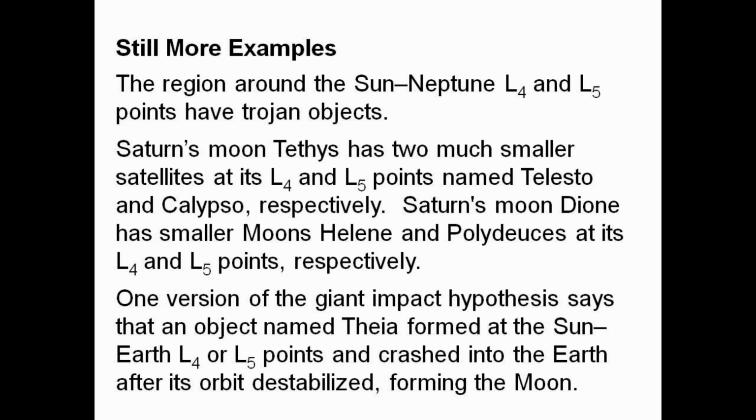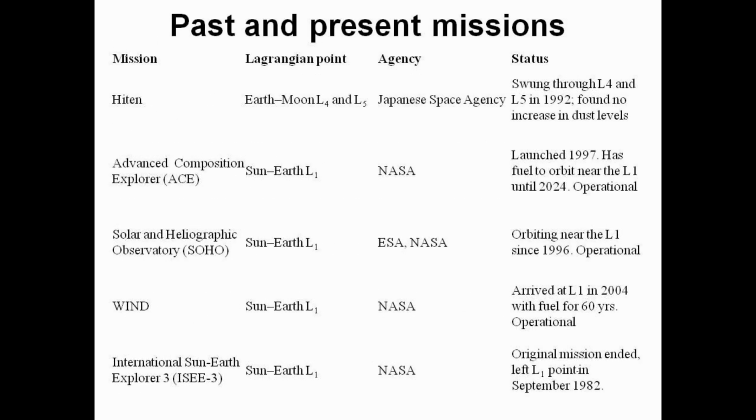And this last one I ought to just skip. The giant impact hypothesis said that there was this object named Theia that formed at the Sun-Earth L4 or L5 point and crashed into the Earth and formed the Moon. You all know what I think of things like that, so we'll just skip over that.